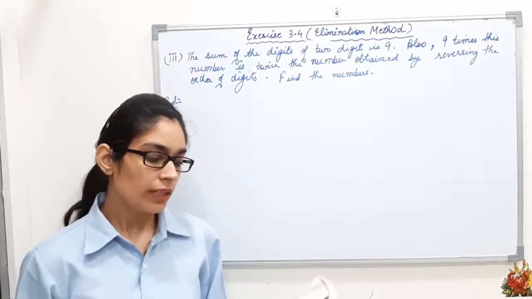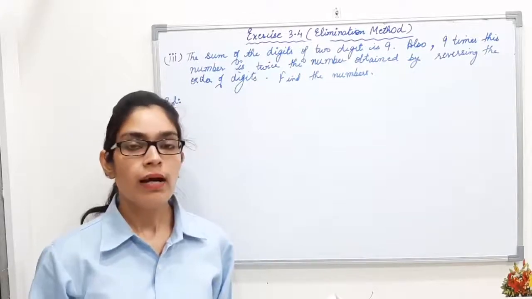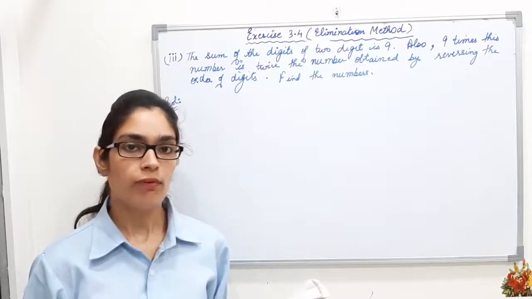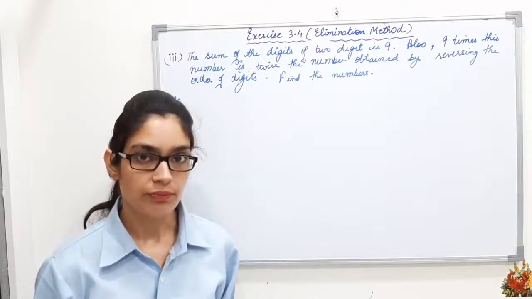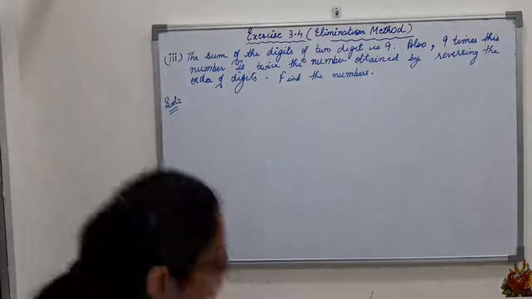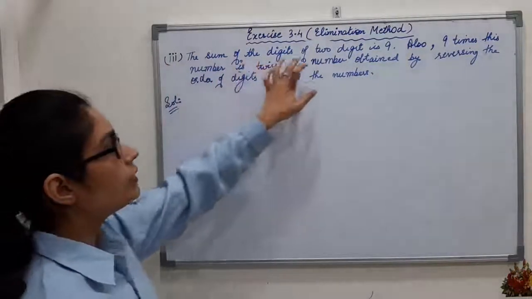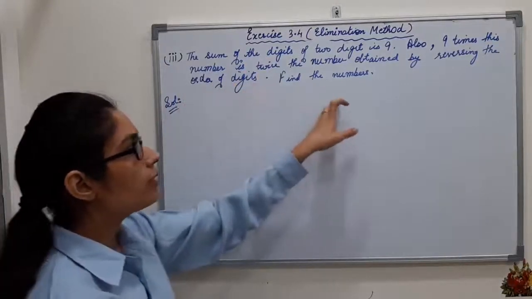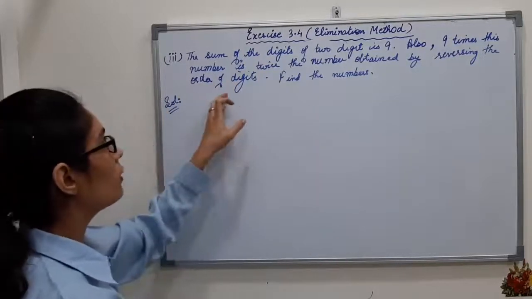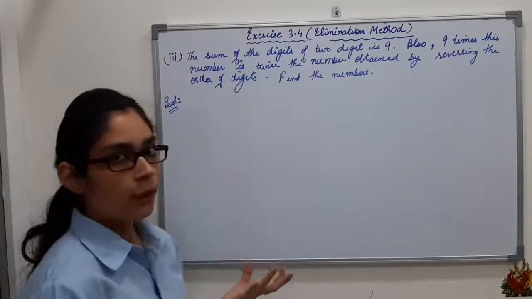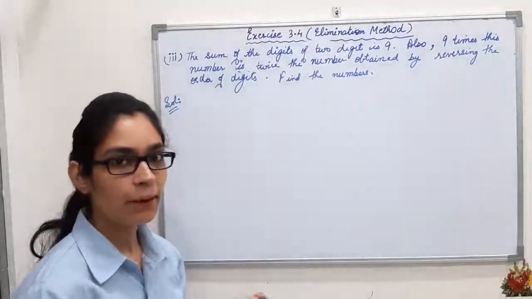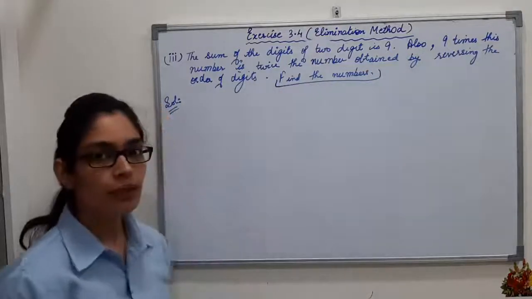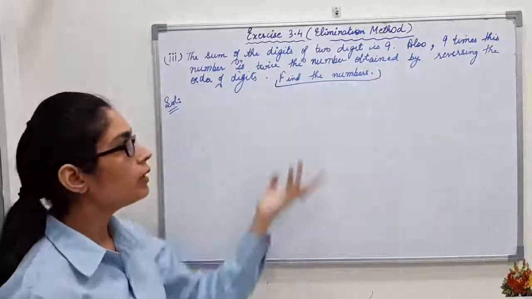So let's do the third part, and for the third part also I'll just help you in equation form, and you have to follow the elimination method and do it yourself. So let's do it. The sum of the digits of a 2-digit number is 9. Also 9 times this number is twice the number obtained by reversing the order of digits. Find the numbers. Oh, this is very confusing, right? Don't worry. First you have to focus. What do you have to assume? You have to assume the numbers.